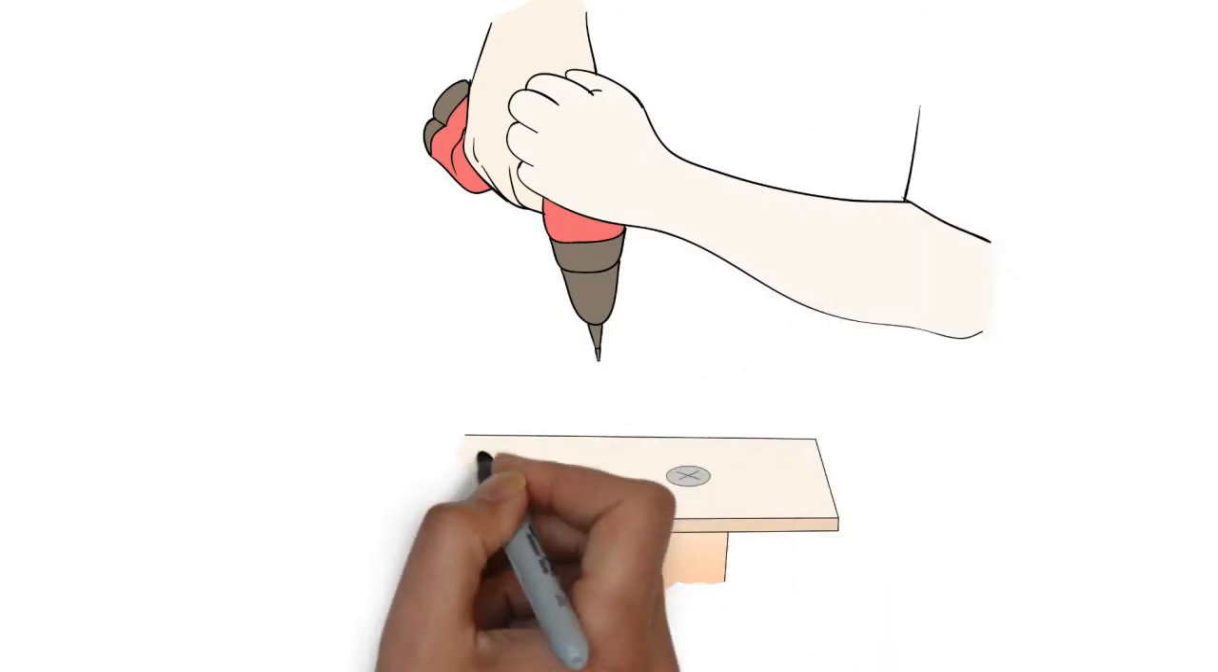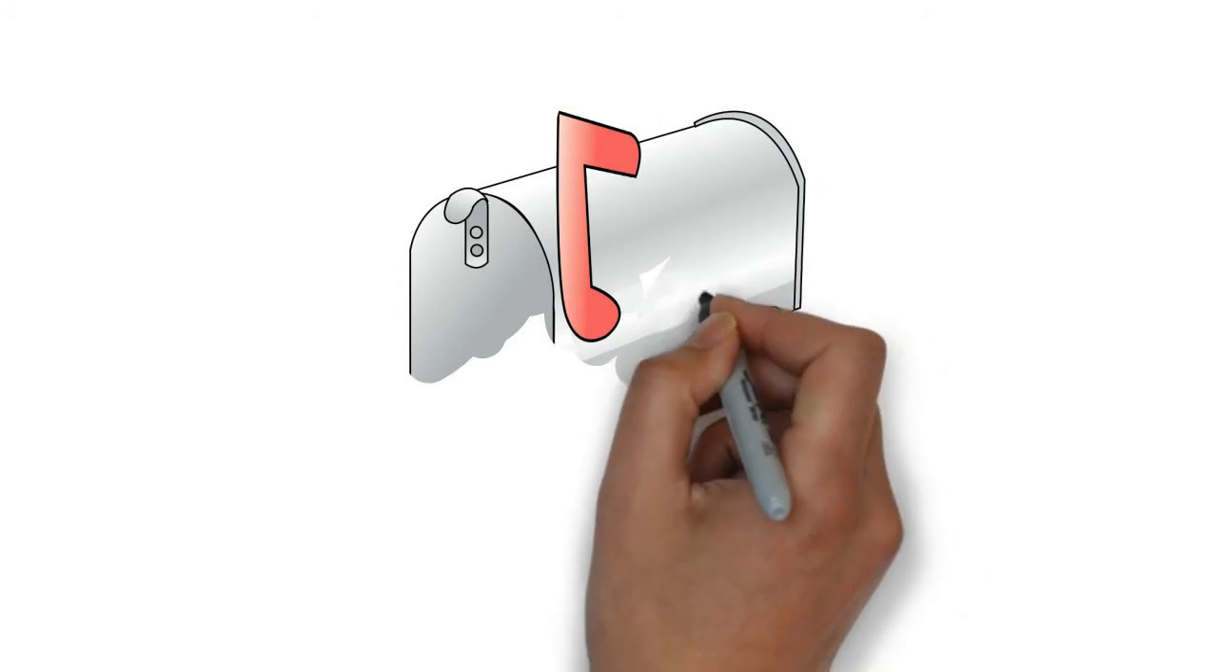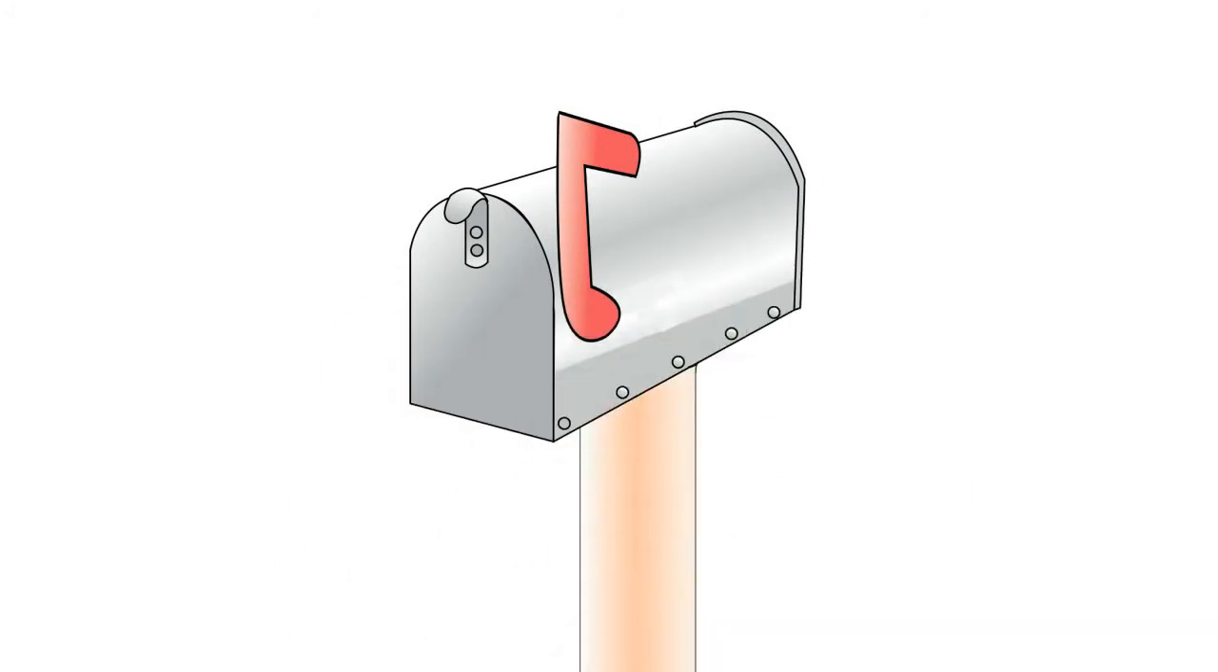Securely connect the flat piece of timber to the top of a post. Then use screw holes along each side to secure the mailbox. You have mail.